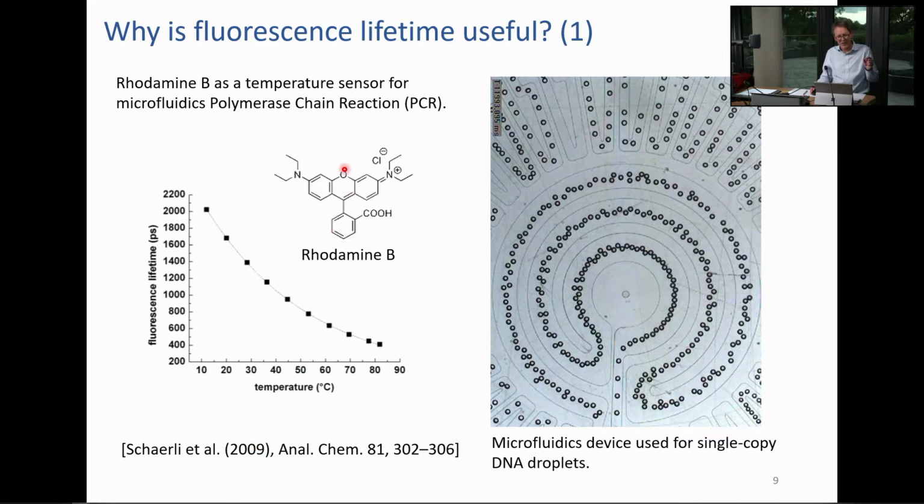added a dye that looks like this, rhodamine B. It's a very commonly used organic dye, to each one of these droplets. So in addition to the DNA, it doesn't interact, doesn't do anything to the PCR reaction. But interestingly, this dye here responds to temperature.